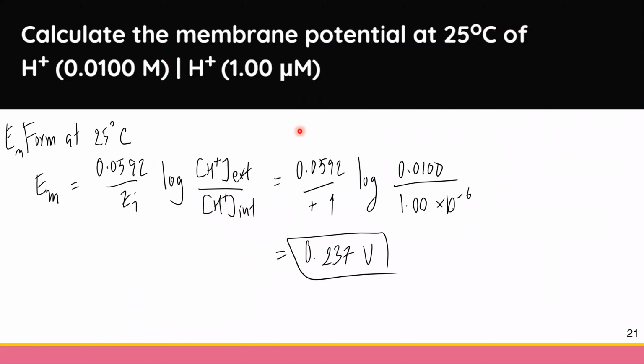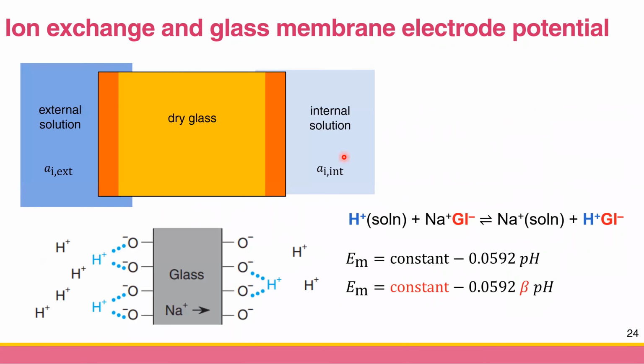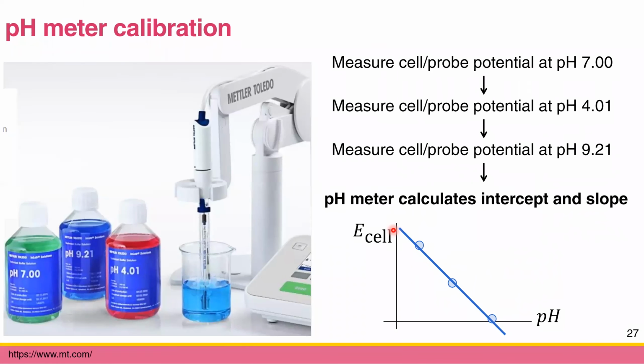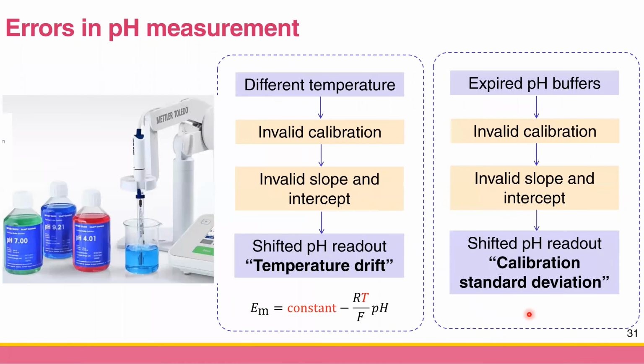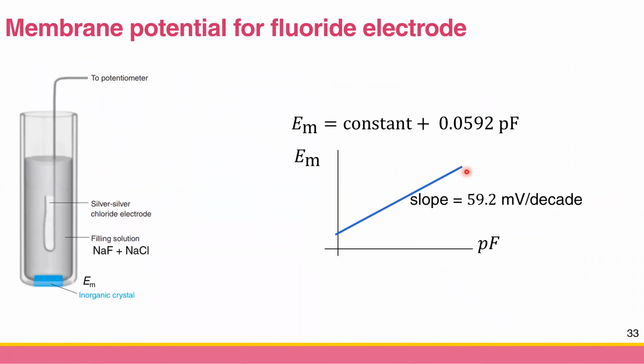So last time we plotted the indicator electrode potential, or the cell potential, E cell, against the pH, and you get a negative slope. You can derive this by yourself. For the cation, you get a negative slope. For the anion here, which is fluoride, you get a positive slope instead.